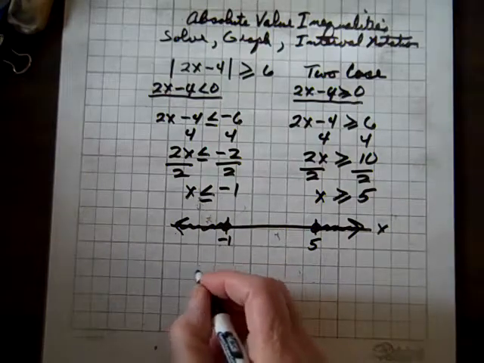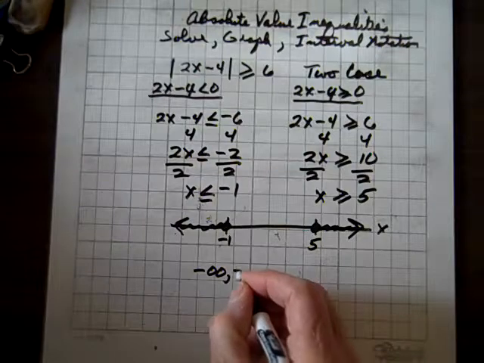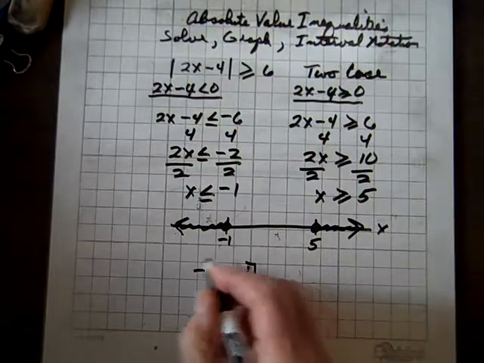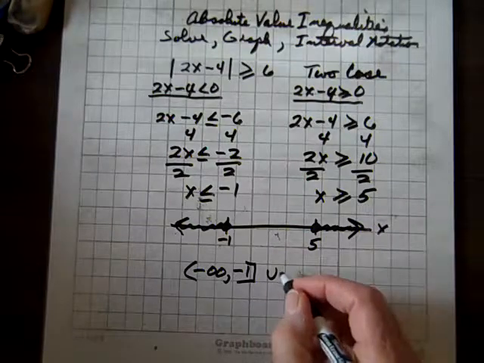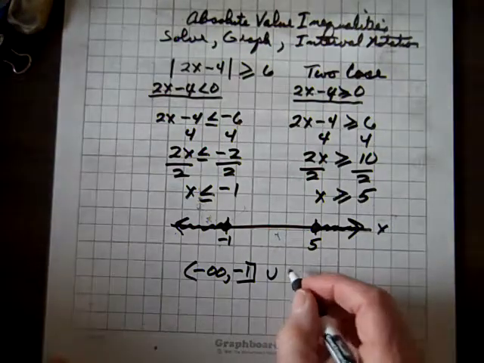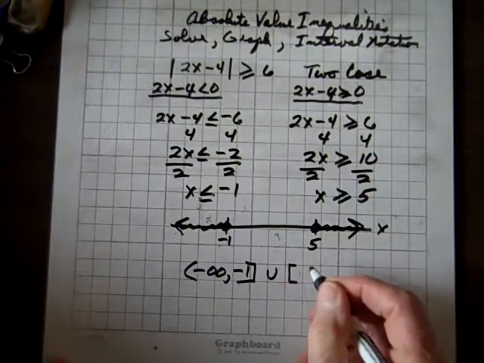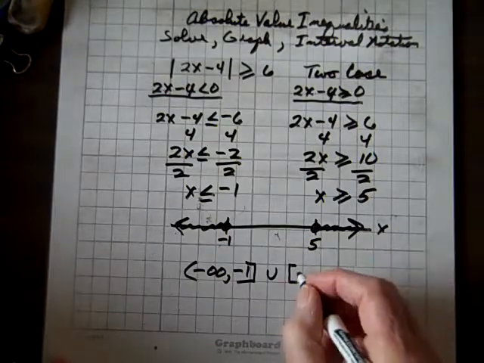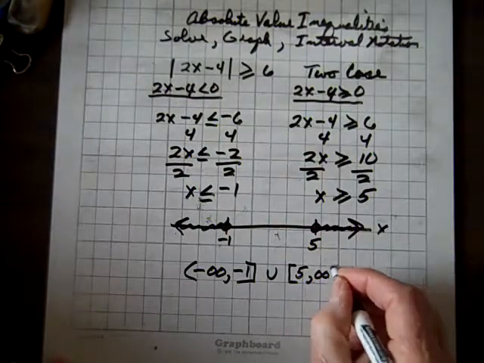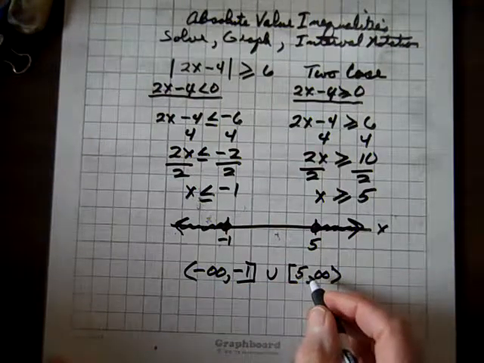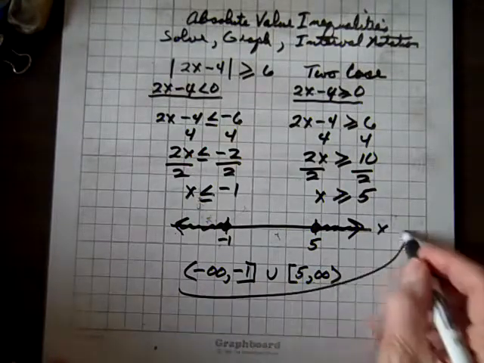So in interval notation, what we get is negative infinity to negative 1, bracket and a parenthesis on the left, union with, which represents the word or, but we have to write union. That's part of the interval notation language. And now we'll put a 5 to infinity. Smaller values in interval notation, smaller values to the left, larger values to the right, and there's our guy right there.